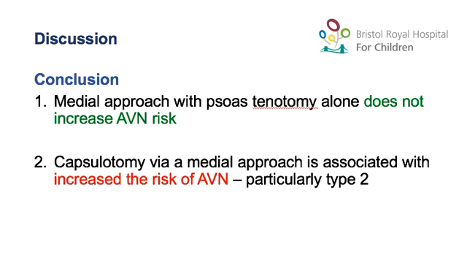So, we found that psoas tenotomy alone for a hip that has failed closed reduction will be successful in achieving concentric hip reduction in a strong majority of cases, and we found that this does not carry an increased risk of avascular necrosis compared to a closed reduction. However, capsulotomy does substantially increase the risk of avascular necrosis, particularly type 2, and sometimes after a period of delay. And so we avoid this during a medial approach if at all possible.